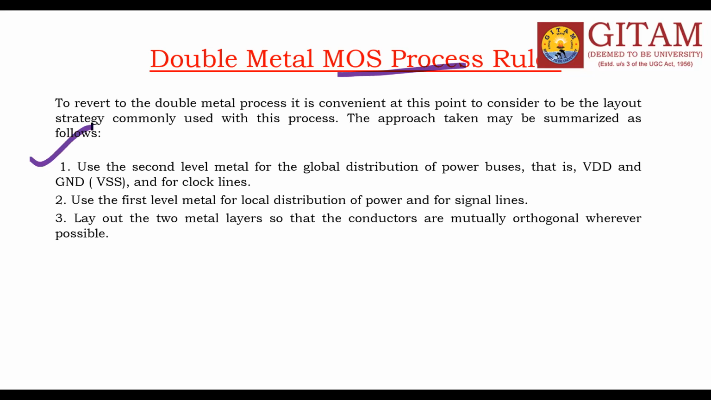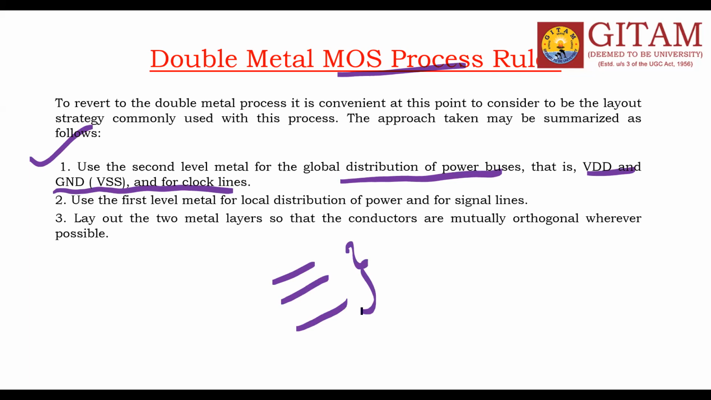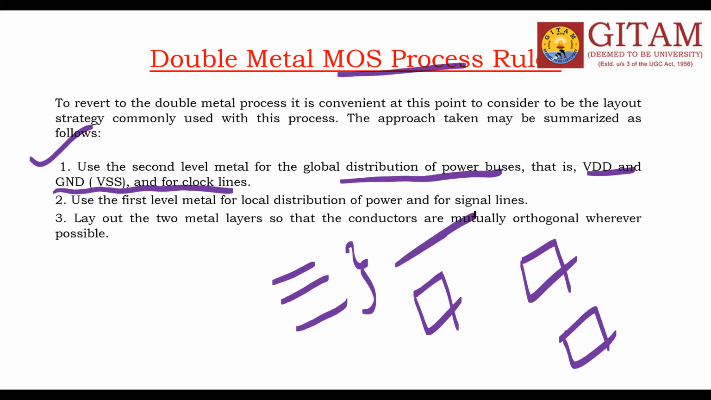second level metal for the global distribution of power buses, that is VDD and ground and clock. So VDD, ground and clock, these are called the power buses. Generally, second level of metal is used for the global routing or global distribution of the power. So generally what happens, this is one block or one device, this is one more device, this is one more device. Every device needs VDD, ground and clock. So take this VDD, ground and clock and connect to everyone.